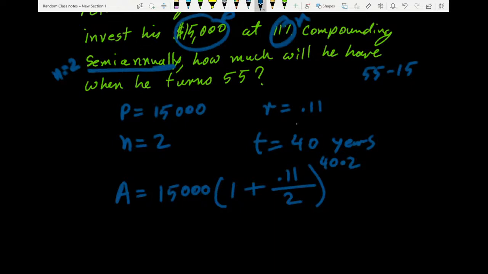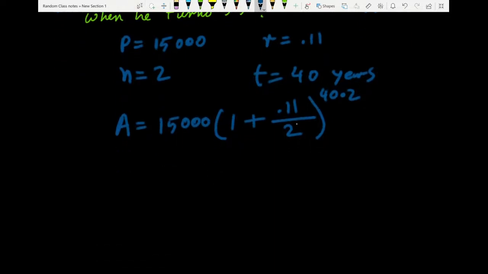Okay, let's figure out the number. 15,000 times 1 plus 0.11 to the 40 times 2. Yep, that's about right. 1,087,146.39. So that is correct.